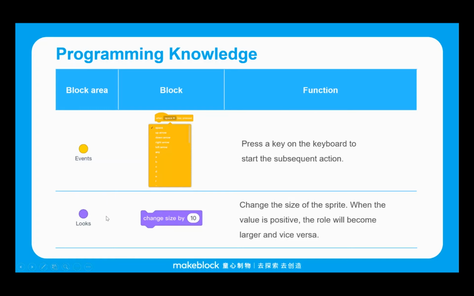One of the first ones we can look at using is the change size by block. And this, exactly as it sounds, will change the size of the sprite, the graphical sprite within that stage area. It's good to know that when the change size by value is positive, that is going to make the sprite larger. If it is a negative value, it will make the sprite smaller. Fairly self-explanatory, but just wanted to clarify that.